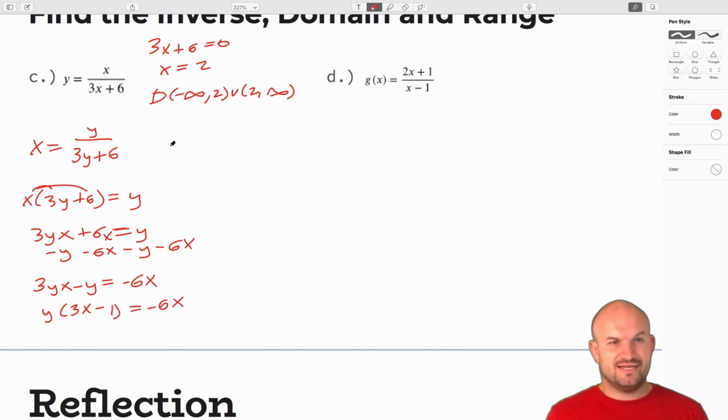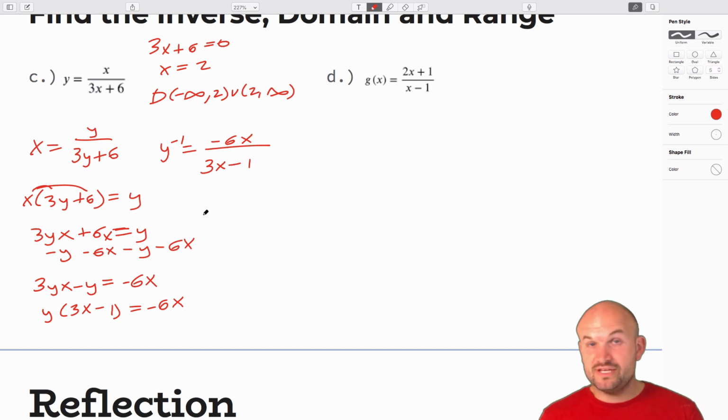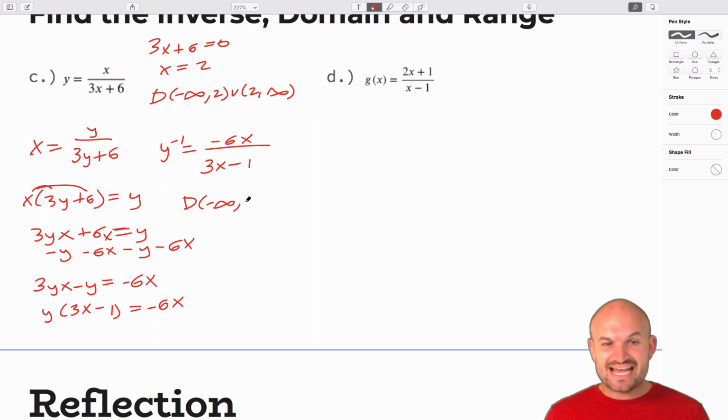So that's y times (3x minus 1) equals negative 6x. And then divide, and you will get y inverse is equal to negative 6x divided by 3x minus 1. So hopefully, if you were understanding the domain of this one, it would be all real numbers except for a positive 1/3. So therefore, again, the domain of the inverse is the range of my function.